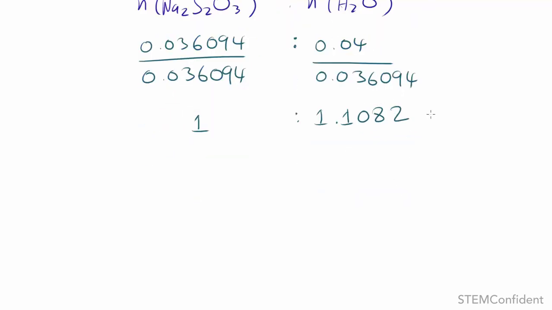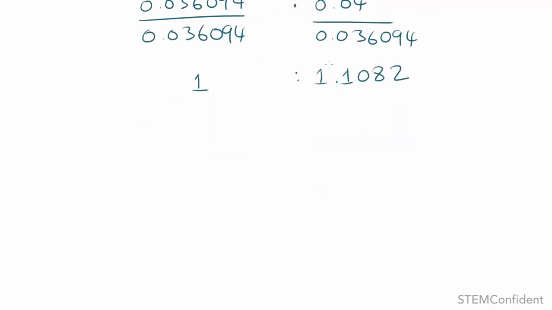Now, what you notice is this is very close to 1. And generally speaking, when we're dealing with waters of crystallization, we're dealing with integer values. So I'm going to round this to the nearest integer value, which is 1 in this case. So we can say that the 1 is in a ratio of approximately 1, and therefore, x is equal to 1.